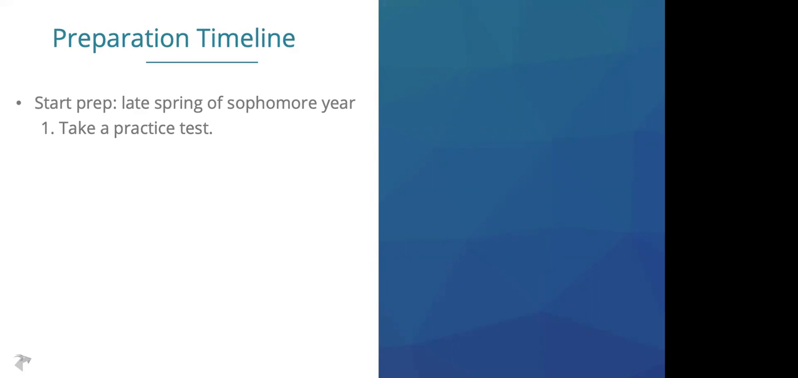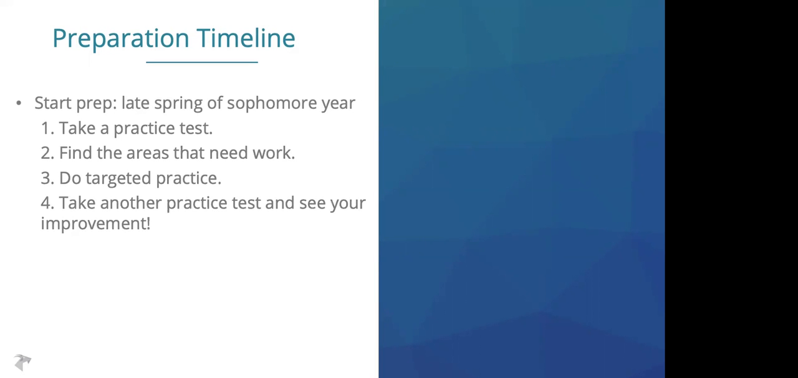Okay, now we're going to discuss preparation tips for the SAT. We recommend starting your SAT prep in the late spring or summer after your sophomore year. Test prep consists of 4 steps. First, take a full-length practice test, then review your results and identify the areas that need improvement. Then do targeted practice in those areas. Finally, take another practice test and see your improvement. You're going to keep repeating these steps until you're ready for test day.